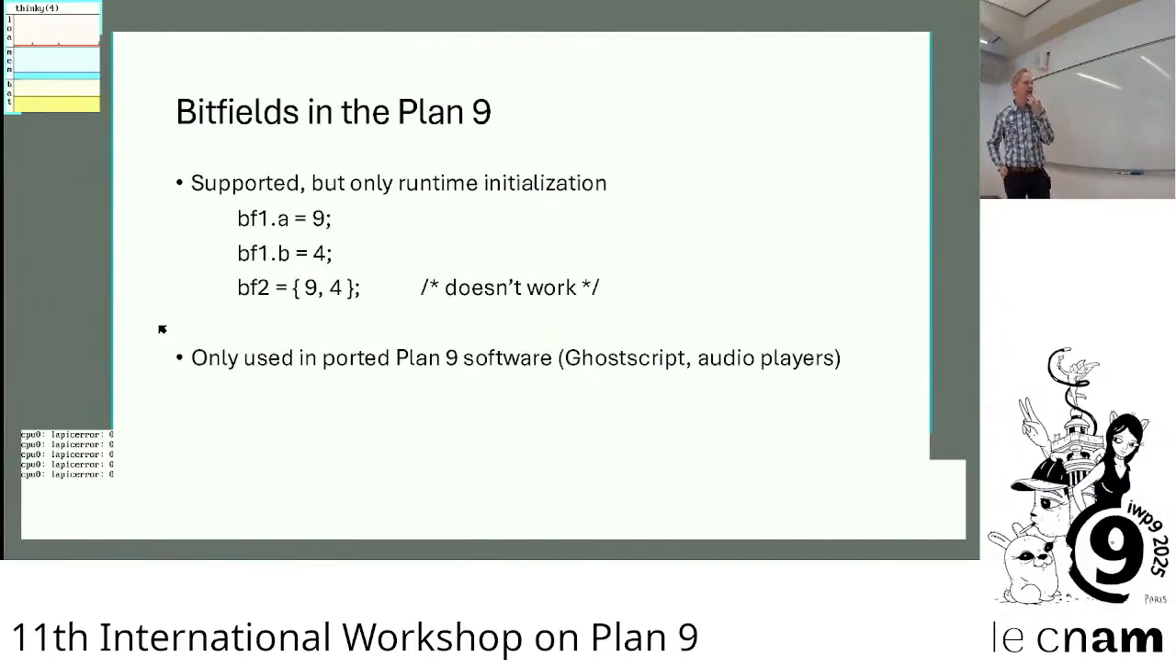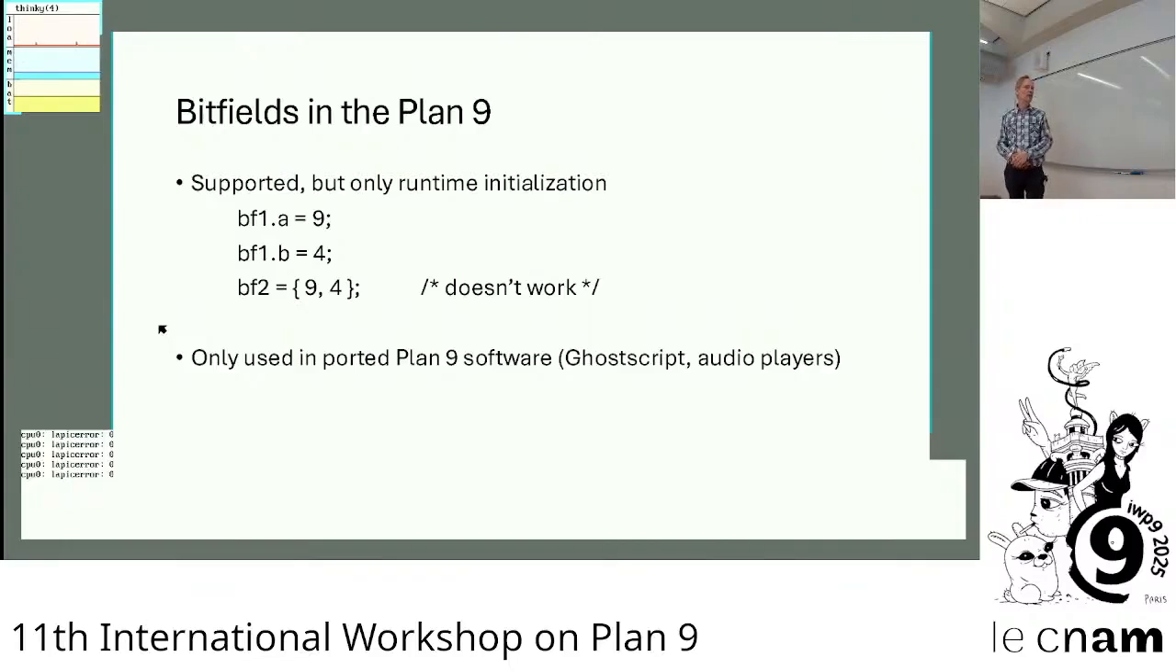And in Plan 9, it's supported to do runtime initialization. You have bitfields, and you can assign them values. It means that this will generate code which shifts the right values into the struct. But you cannot just take a struct here, bf2, and assign it a constant array of values that gets into the right bitfields of a struct. That does not work.